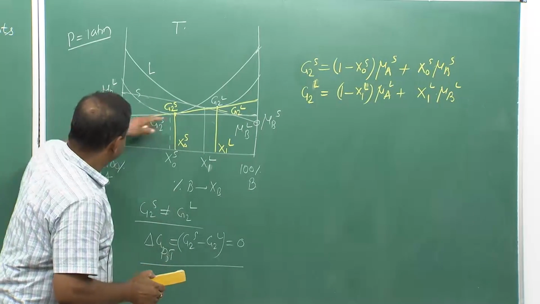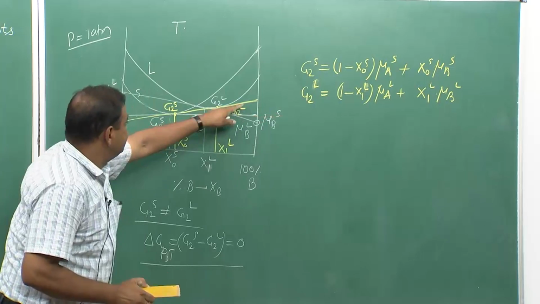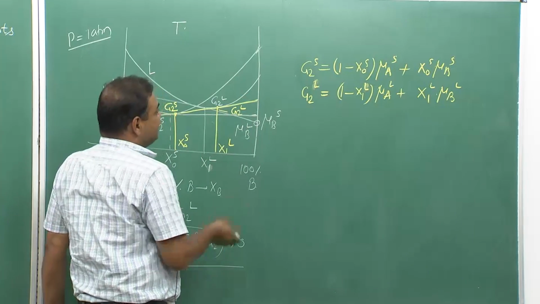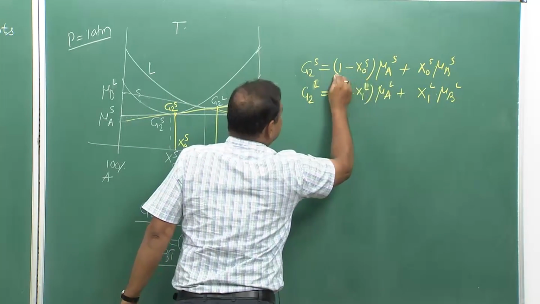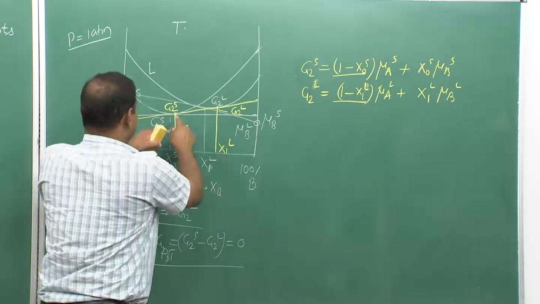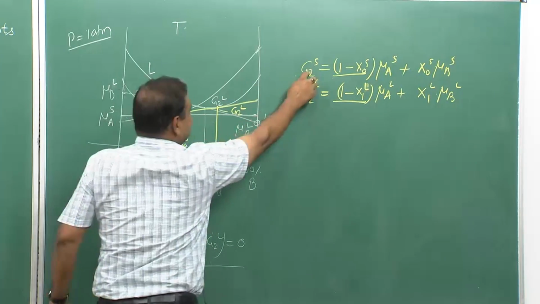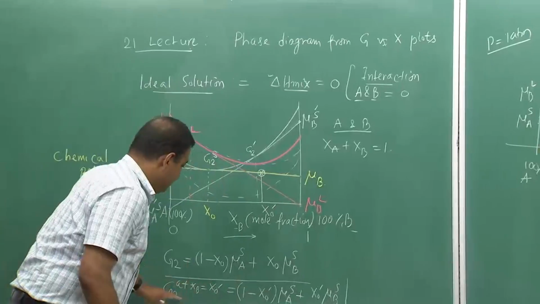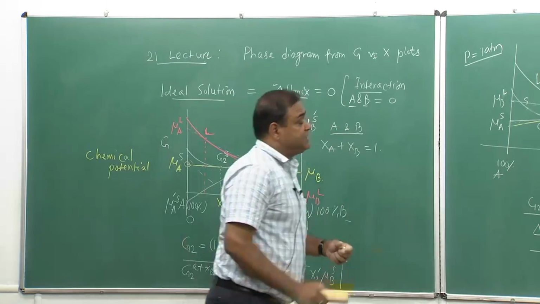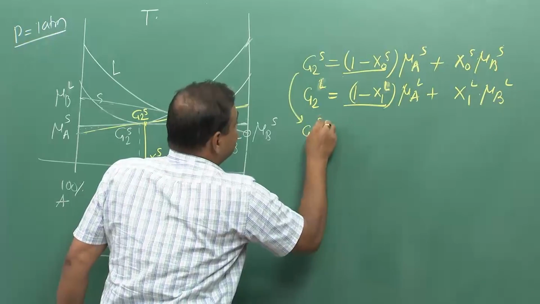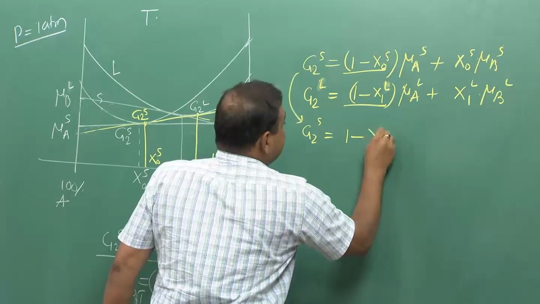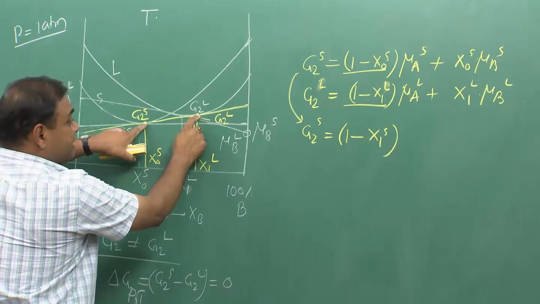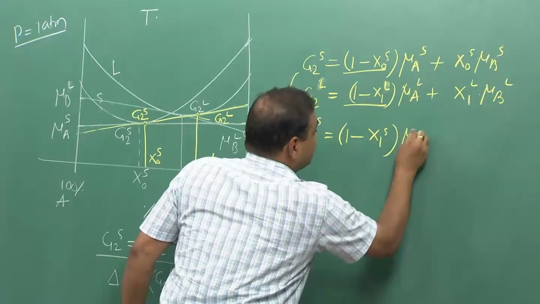So, these 2 equations are indicating the same line. Then, as per this particular shifting of points, I can also shift there, and at that time I can write G2S equal to 1 minus X1S. If I take this composition to this composition in case of solid, I can write that as per that conversion.